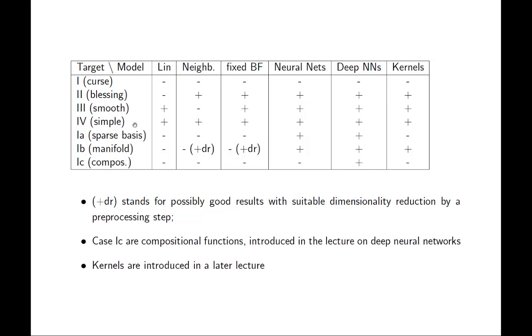Okay, then data is on a manifold. Linear systems cannot exploit this. A neighborhood and fixed basis function cannot exploit that unless we do some dimensionality reduction as preprocessing, clustering or PCA, which I mentioned. Neural networks have a good chance of finding and exploiting this manifold. Deep neural networks have the same property. They can find and exploit this manifold.